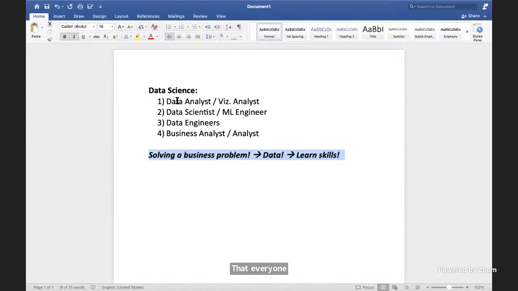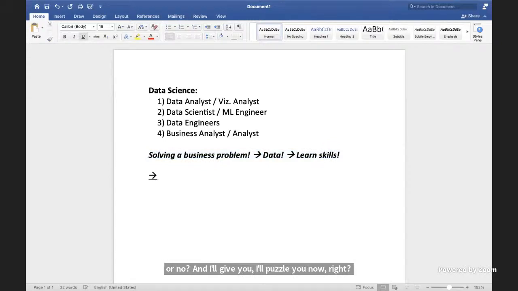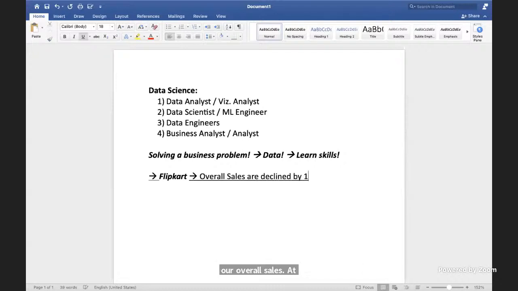Yes or no? And I'll puzzle you now. I'll give you a very simple example of why I'm saying this. Let's say you are a Croma store. Everyone knows a Croma store, right? Or let's take a simpler example. Let's say you're Flipkart. Do not worry, I'm repeating my question. Let's say Flipkart comes to you and tells you our overall sales have declined by 15%. Correct? This is the problem statement given to you.